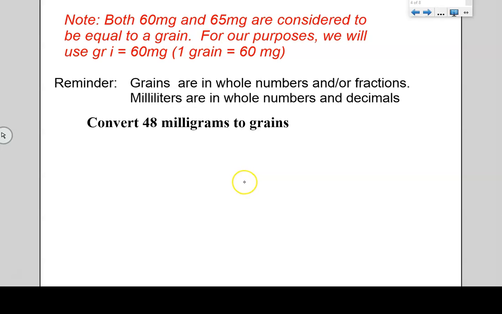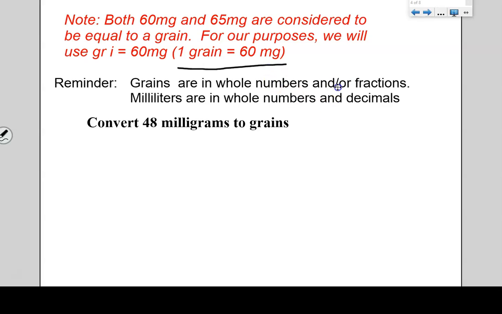Now let's do some conversions. There are two acceptable versions of the conversion between grains and milligrams. The more common one, and the one that we're going to focus on, is 1 grain is equal to 60 milligrams. But there are two acceptable ones, 60 and 65. The reason there's a little bit of variation is apothecary is not an exact measurement system. For example, if you have a teaspoon at home, not all your teaspoons are exactly the same size. So back when they did this, there was a little bit of variation. For our purposes, we're going to use 1 grain is equal to 60 milligrams.